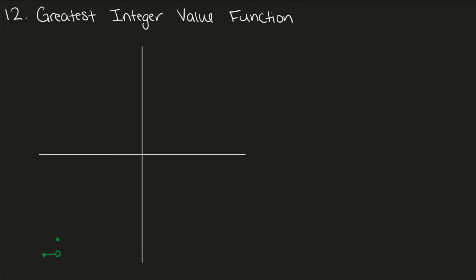Last, we have our greatest integer value function. This is a step function that has just vertical lines. They look like steps on a staircase, where y is an integer and x is all the values across. For example, from 1 to 2, y is the same value. Then from 2 to 3, y is the same value. So that is our greatest integer value function.